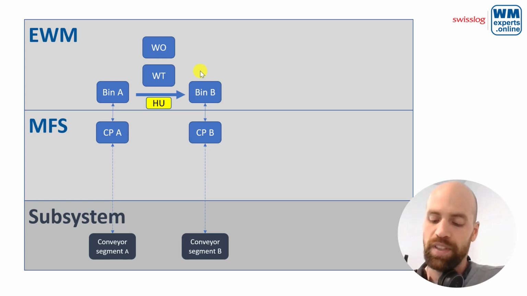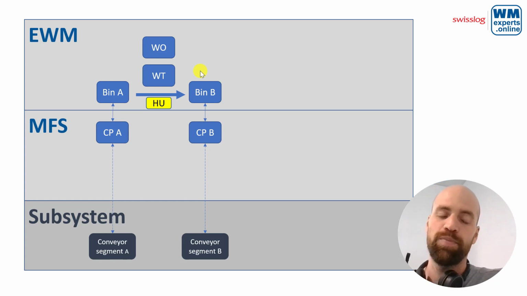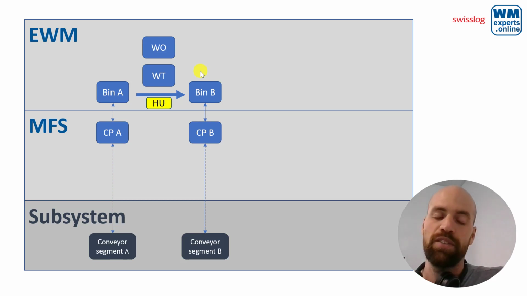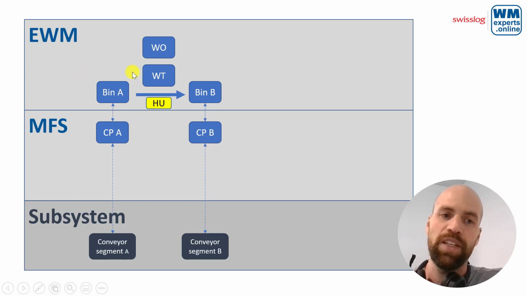Whenever you assign a communication point to a storage bin, you are basically adding additional attributes and characteristics to this bin. And every bin which reflects a physical segment of automation equipment needs to get the communication point assigned to it in EWM. So we have the bins in EWM, which are enriched with additional data via the communication points, and this combination of bin and communication point reflects a physical conveyor segment on subsystem level.